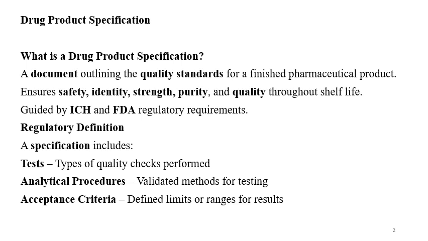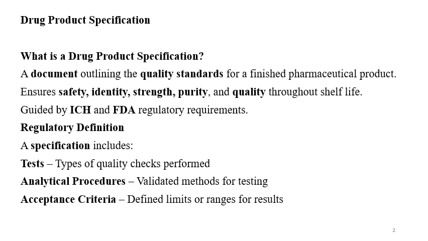So, what is the drug product specification? Drug product specification is a document which outlines the quality standard for a finished pharmaceutical product, and it ensures the safety, identity, strength, purity, and quality throughout the shelf life. This specification is derived from the guidelines and recommendations by the ICH, FDA, and other regulatory bodies.